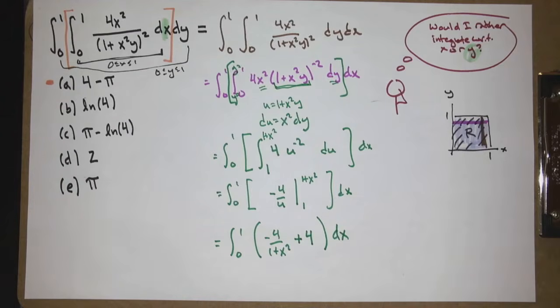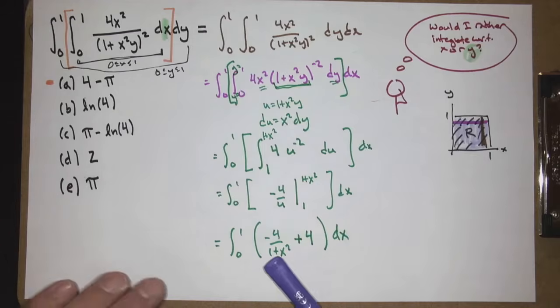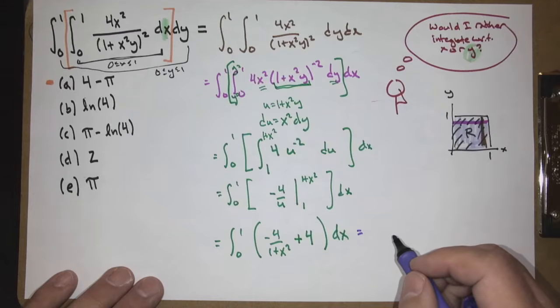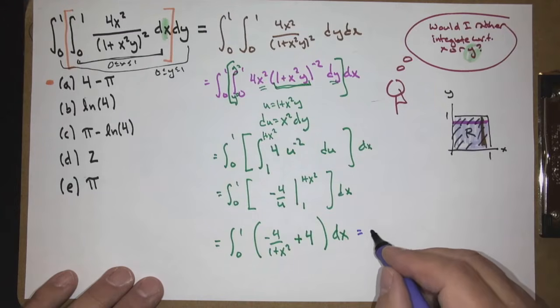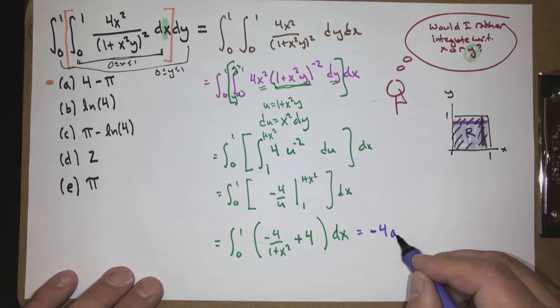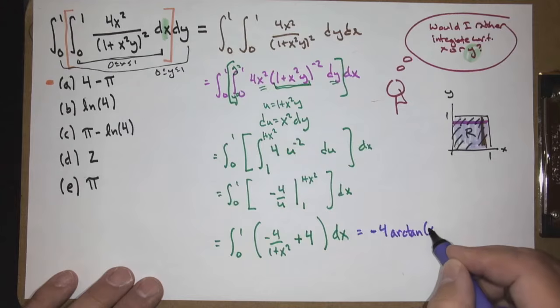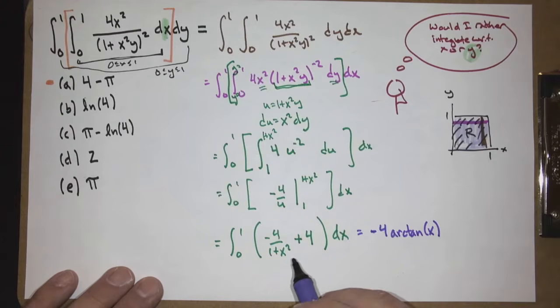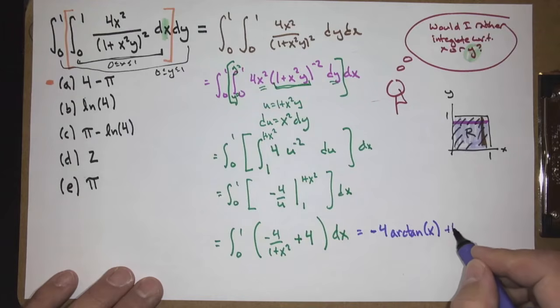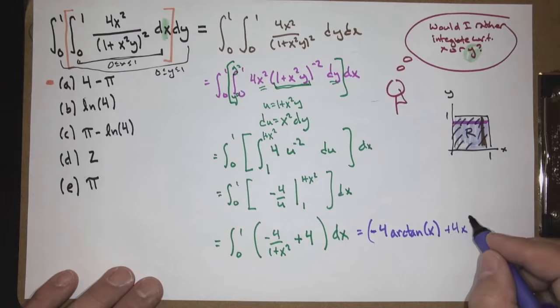All right, now this seems a little bit easier than the integral we saw a few minutes ago when we had to integrate with respect to x. What's the integral of the first term? The negative 4 is a constant. Integral of 1 over 1 plus x squared. Arctangent! It's an arctangent. What's the integral of 4? 4x. And now plug in from 0 to 1.